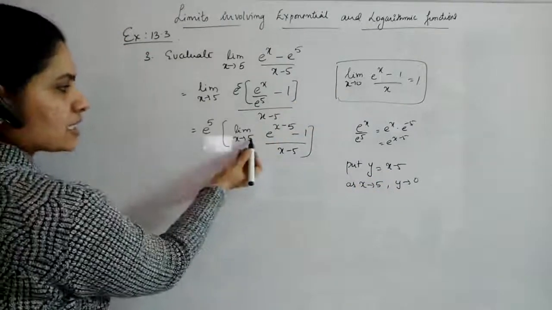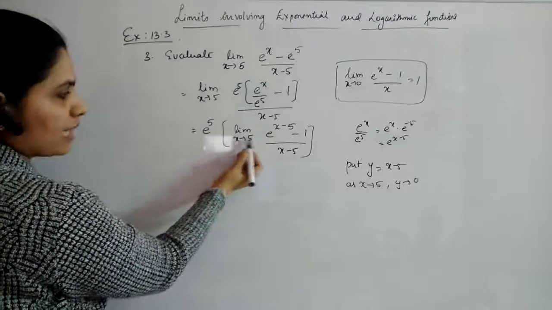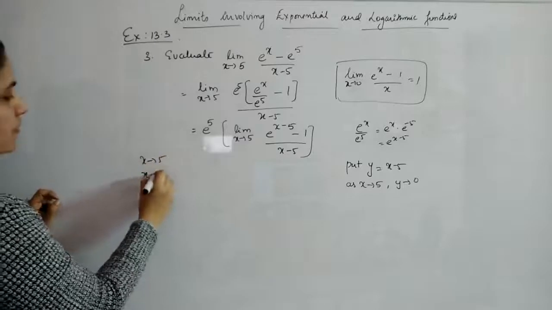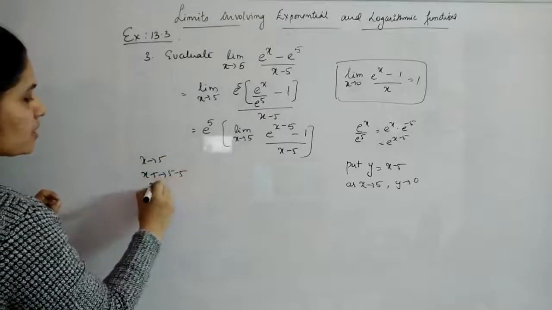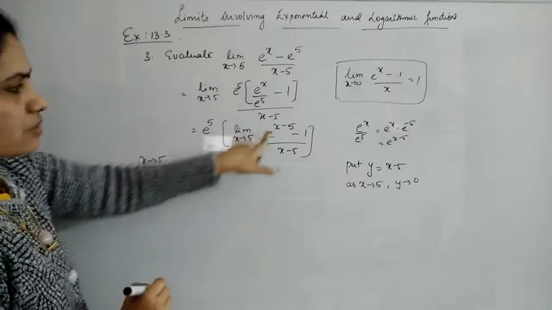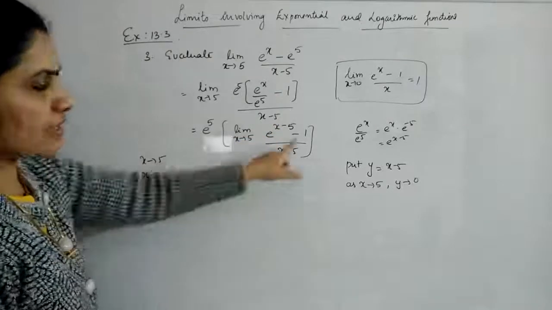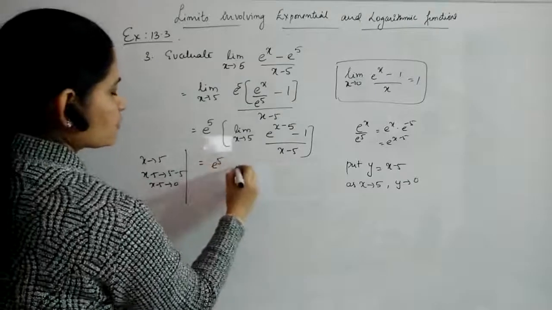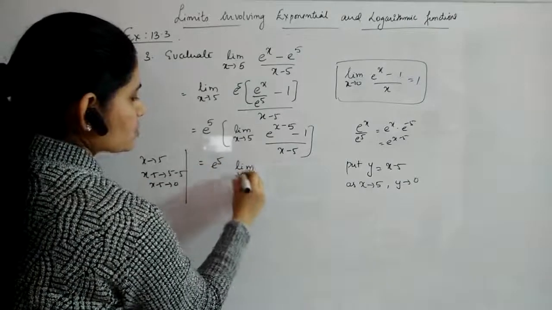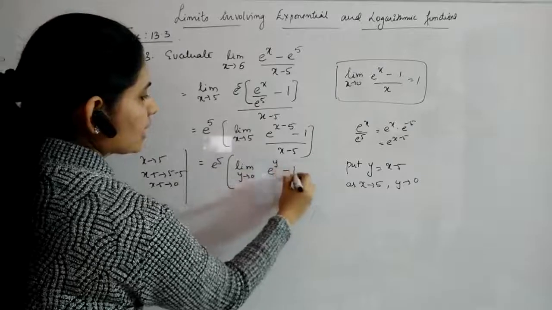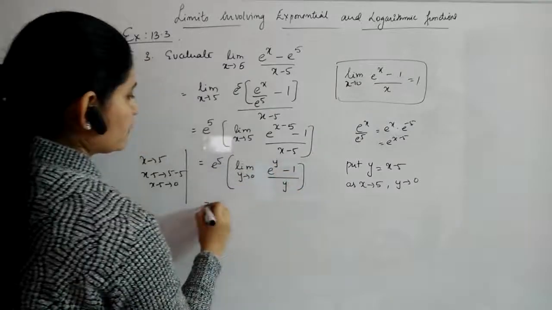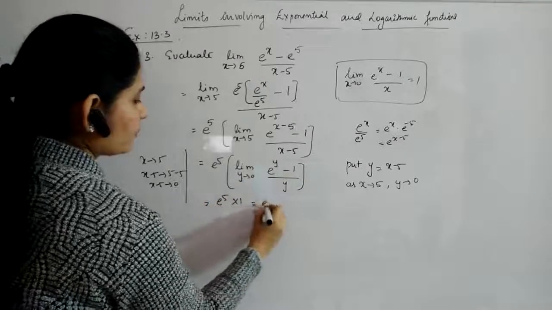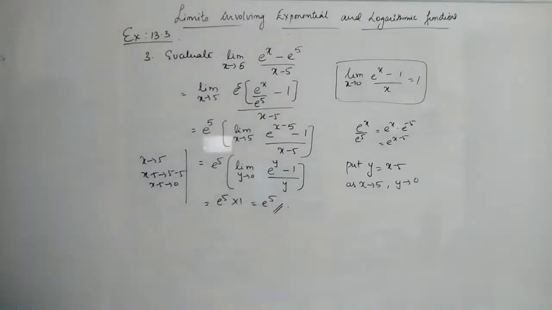Or else you can just take this 5 to the other side, or subtract on both sides. x tends to 5 is the same as x minus 5 tends to 5 minus 5, so x minus 5 tends to 0. Likewise, you can apply this and directly write that this limit value will be 0, or else you can just change it like this. So this will give you e raised to 5 times limit y tends to 0 of (e raised to y minus 1) by y, so that this limit will give you the value 1. Therefore the answer is e raised to 5.